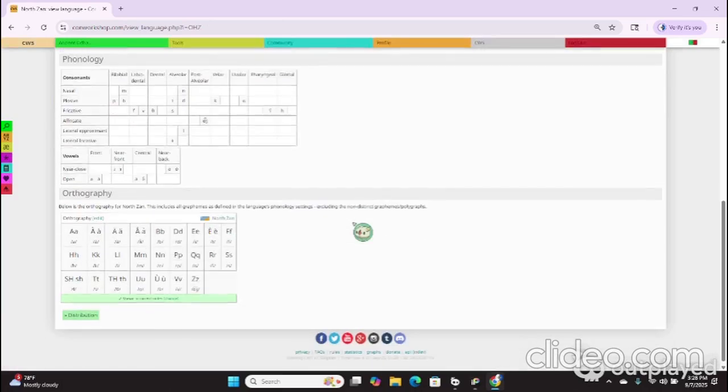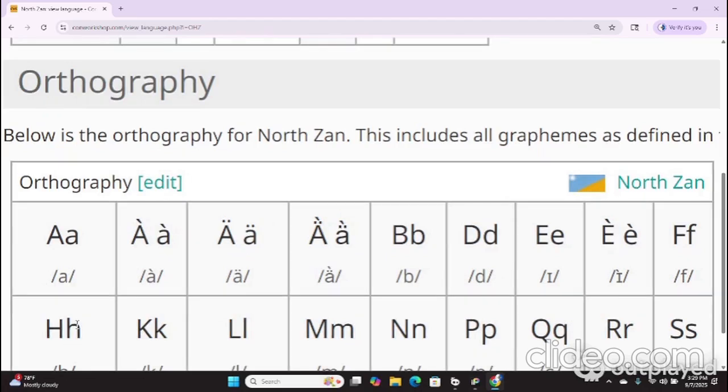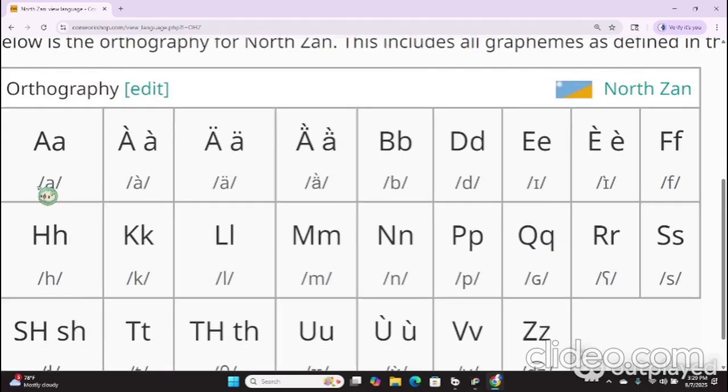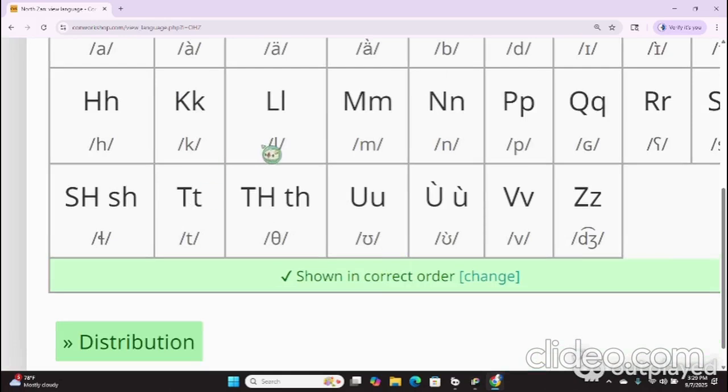North Jan has a similar phonology, closer to our Proto-Ubdarian. It has two tones, low and centralized. Actually, it has one tone, low for a, but it has central a and low tone for that as well. So a, b, d, f, h, k, l, m, n, p, g, h, s, t, th, v, and j.